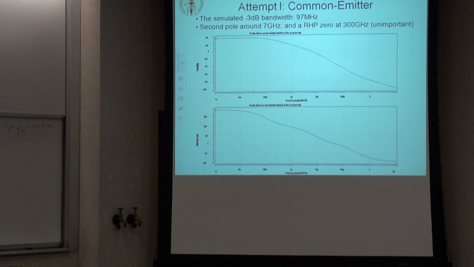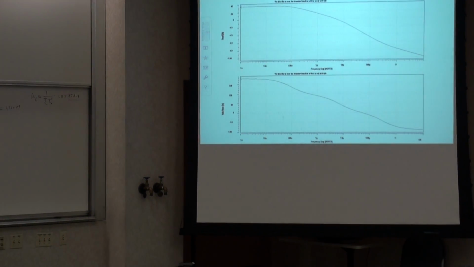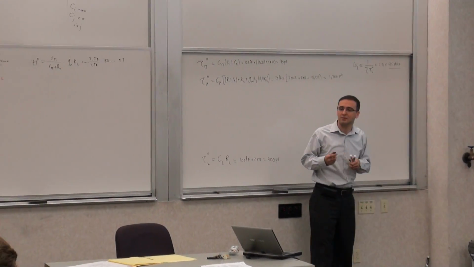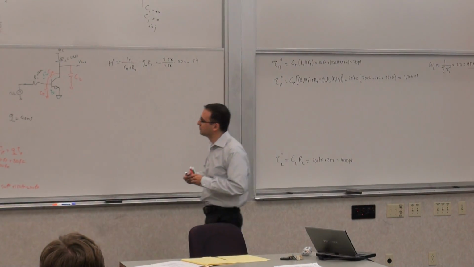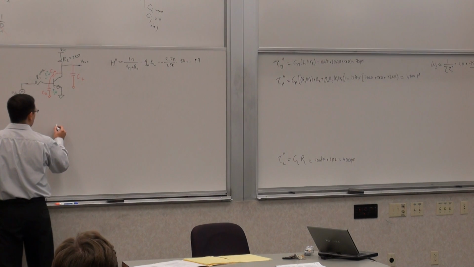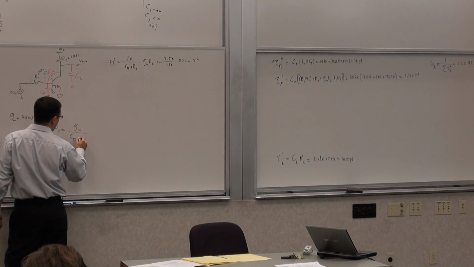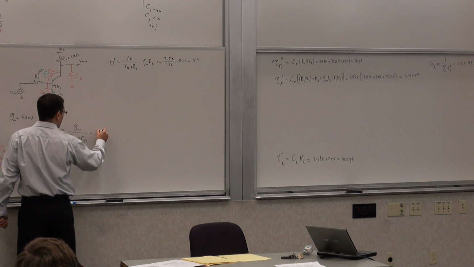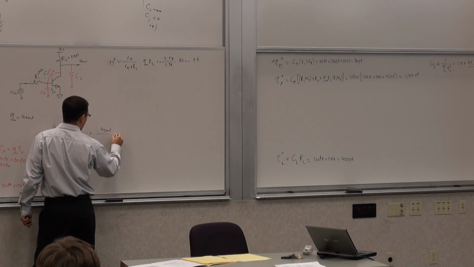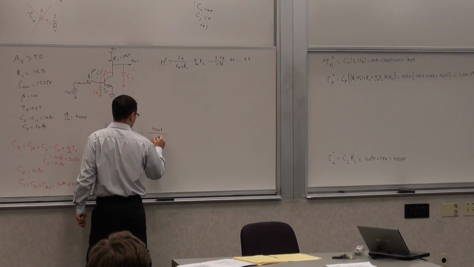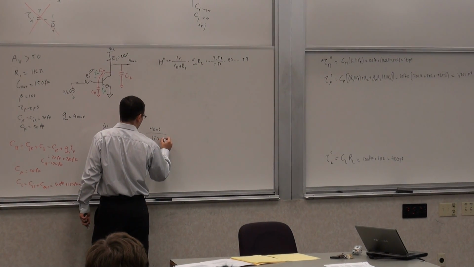Okay, so let's calculate the cutoff frequency of the transistor itself. What is the cutoff frequency of the transistor, the way we define it? The cutoff frequency, omega t, is Gm over C pi plus C mu. So it's 40 millisiemens divided by C pi plus C mu, which in this case is about 120 femtofarads.